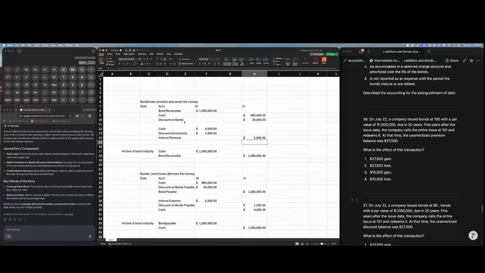Okay, so when the market rate is greater than the interest rate of a bond, it means that the market thinks that the bond should actually have a higher interest rate than what it's issued at.